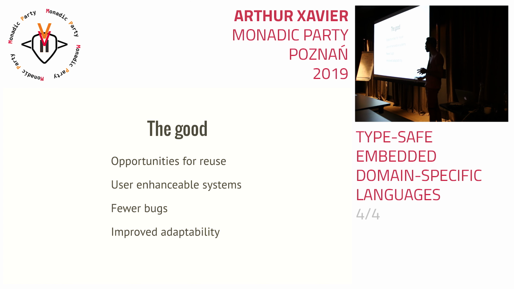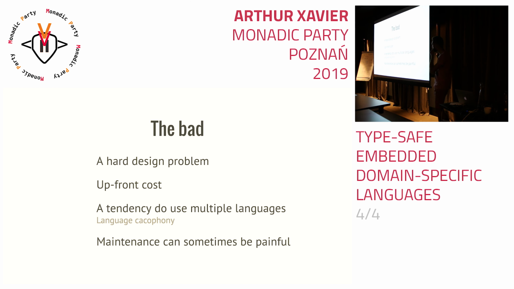We have user-enhanceable systems, because we can, for example, open source these DSLs so that users can build their own better stuff on top of that. We have fewer bugs because of types, right? We have improved adaptability too, because, again, of the separation between syntax and semantics.